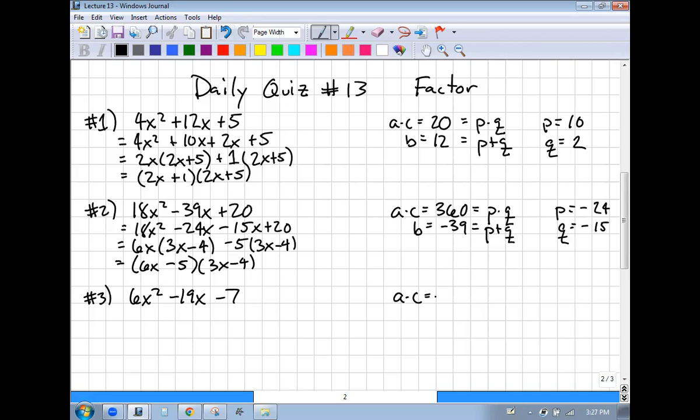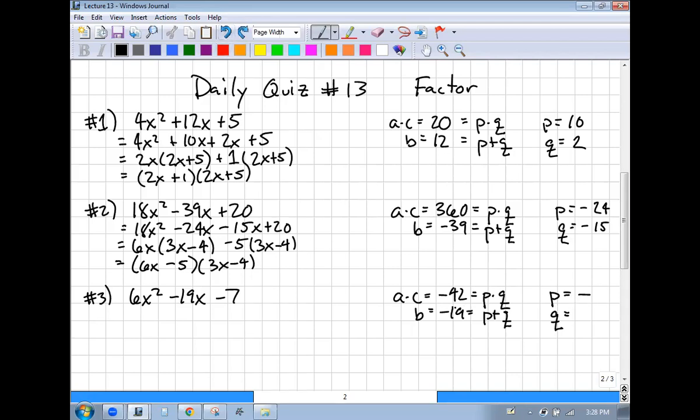A times C, what's 7 times 6? 42. And what's our B here? Our B is minus 19. So we need 2 numbers that multiply to give us a negative 42, and add to give us a negative 19. If these 2 numbers are going to multiply to give us a negative, one of them has to be negative, one has to be positive, because positive times a negative is a negative. And we're going to end up with a negative number. So the number that's negative has to be the bigger number.